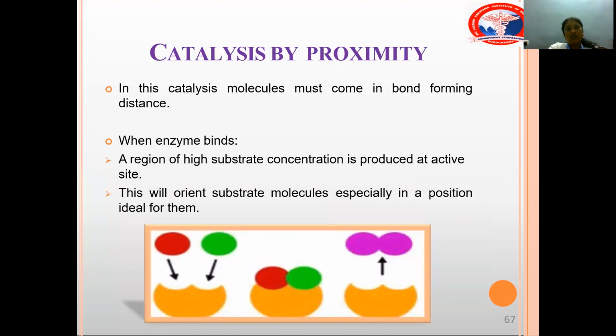Catalysis by proximity. In this catalysis, molecules must come into bond-forming distance. They come close to each other, such that because of proximity the substrates will bind together or cleave, depending upon the reaction, and this will result in formation of product. So when an enzyme binds a substrate, a region of high substrate concentration is produced at the active site. This will orient the substrate molecules participating in the reaction in a position ideal for them to participate in catalysis.